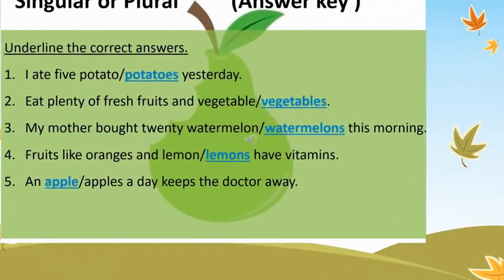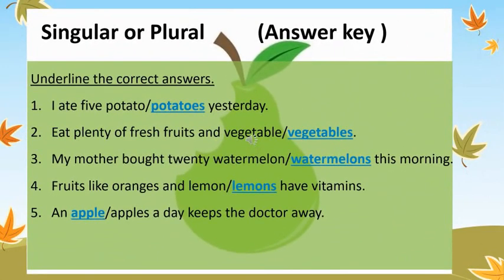All right, children. Now, I hope you all were able to do the exercise without any help. I'm sure you all were able to. Okay. All right. Now, children, I'll give you the correct answers. Okay. I ate 5 potatoes yesterday. Yes, because 5. How many potatoes did you eat? 5. Yes. So that's a plural. We have to use a plural noun there, isn't it? So potatoes.